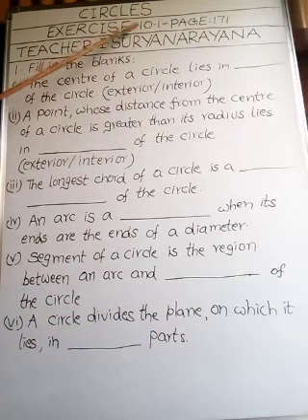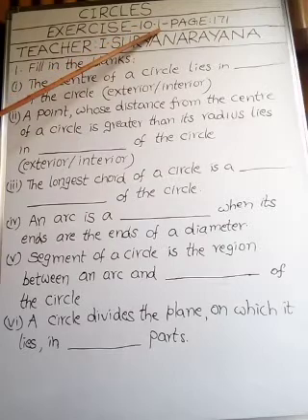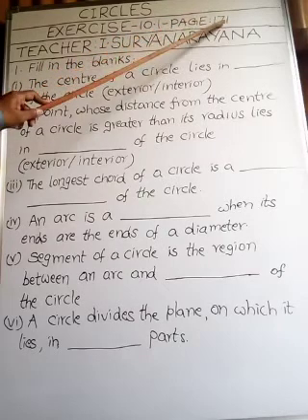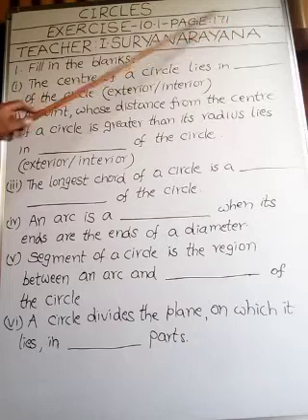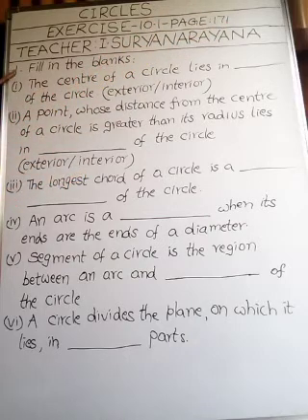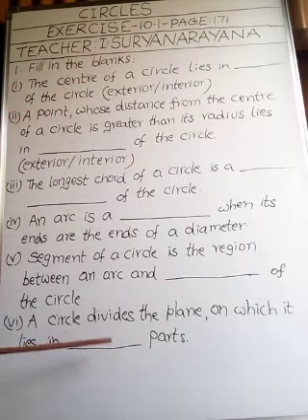Now come to the sums in exercise 10.1, page number 171 in the textbook. See question number 1. This entire exercise is based on the concepts of the circle and the terms related to the circle. See question number 1. Fill in the blanks. Here blanks are given. We have to fill these blanks.